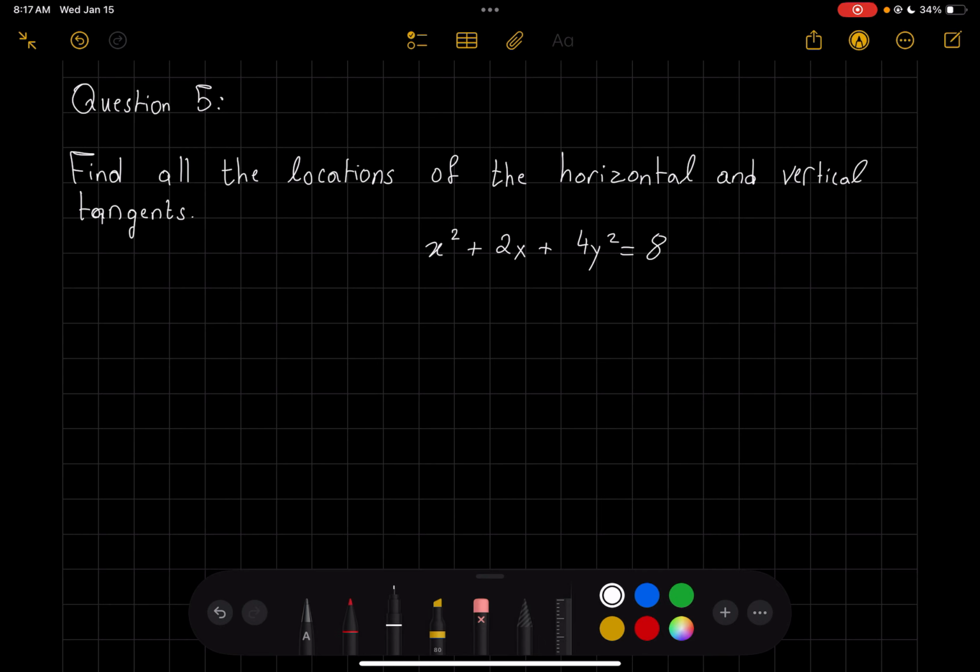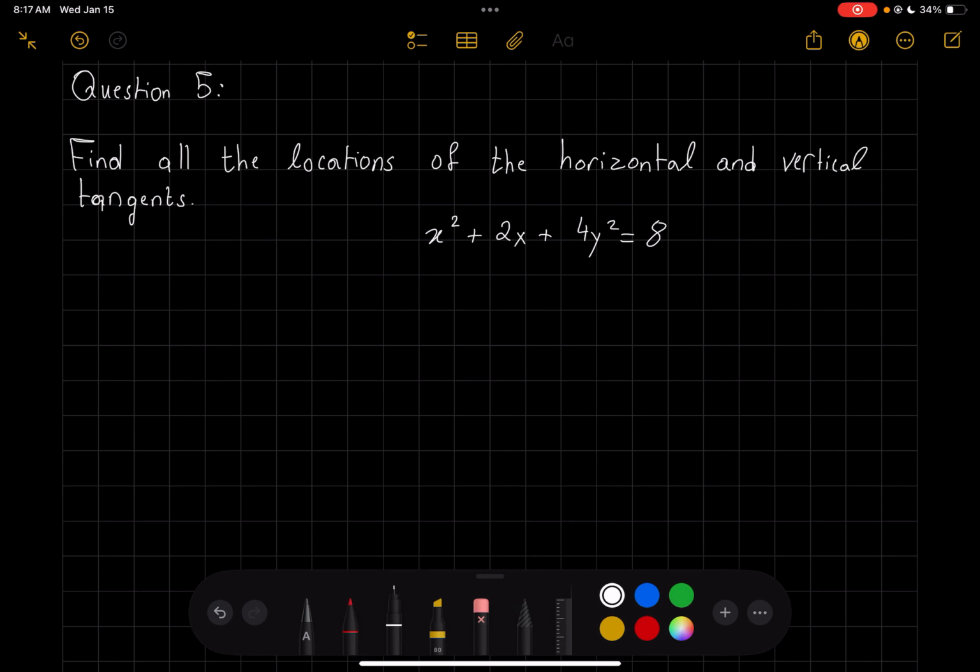In question number 5, they told us to find all the locations of the horizontal and the vertical tangents. So we're going to implicitly differentiate first, and then we're going to keep everything in terms of y prime. So x to the power of 2 gives 2x. The 2x is going to be 2, and the 4y squared is going to be 8y y prime. And the 8 on that side is going to be 0. Now if you keep everything in terms of y prime, you're going to get 8y y prime equals negative 2x, negative 2. So y prime is going to be negative 2x, negative 2, over 8y.